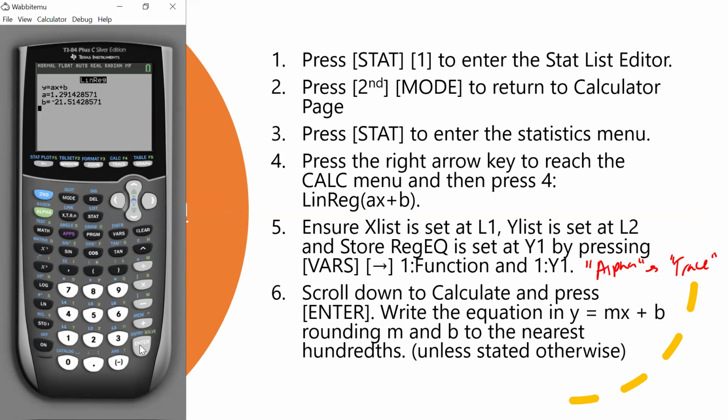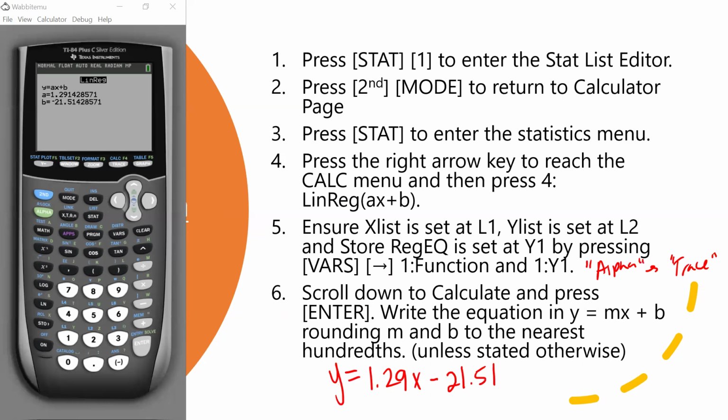So on our paper, we're going to write down our equation. So what is our regression line that we have here? Y equals, what's our A? Nearest hundredths means 2 decimal places. So 1.29x. And what's our B? Negative 21.51. There we go. So there's our regression line.